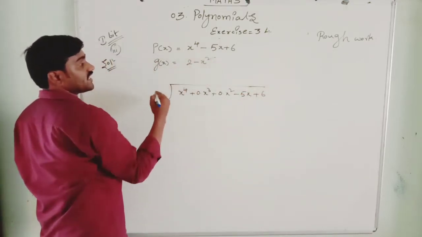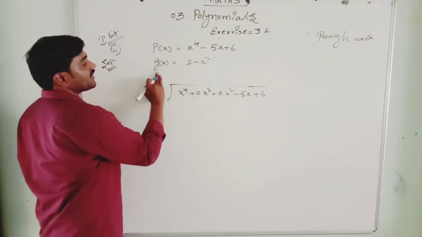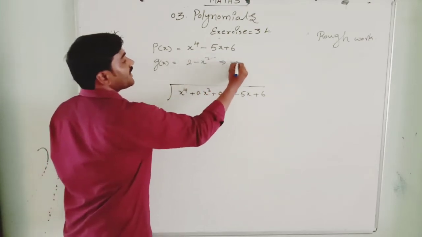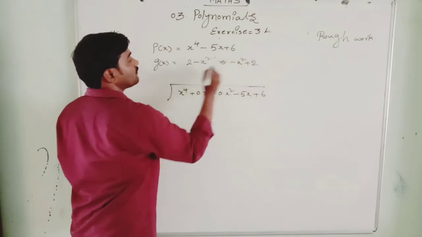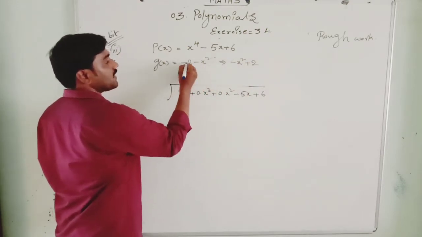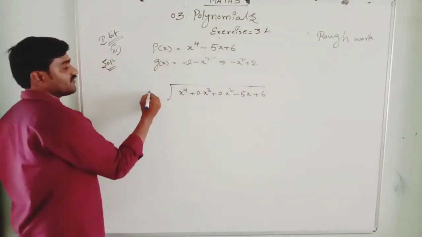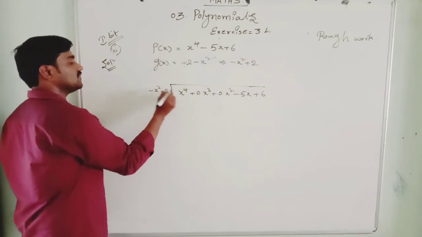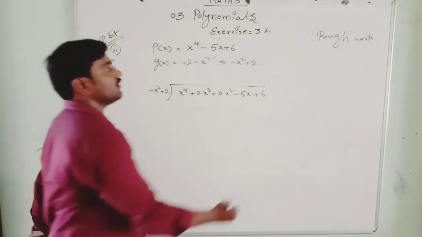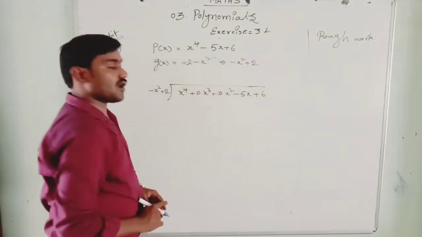Now this we rewrite like this. When you rewrite this, we get minus x square plus 2. That we have to write in standard form, minus x square plus 2. Let us divide it now. Therefore, we go to the rough work now.